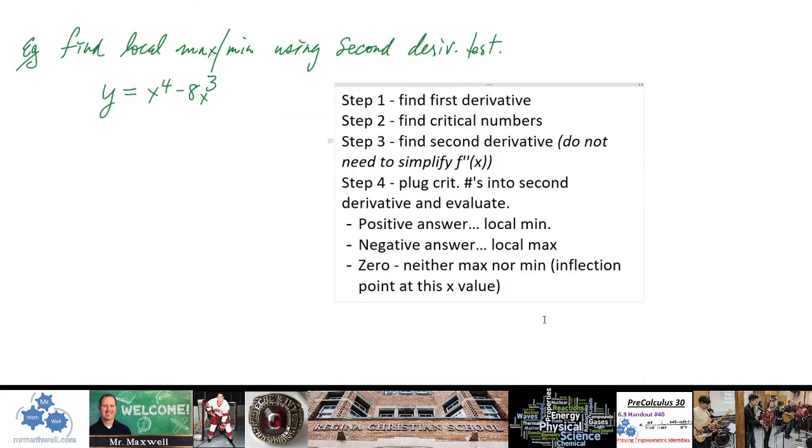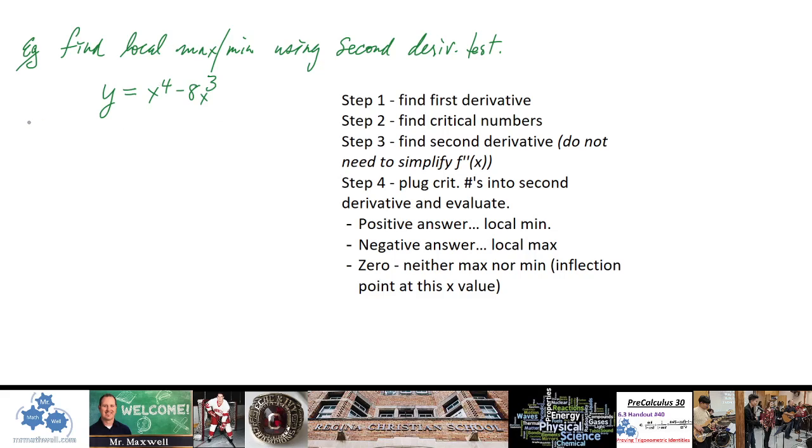So let's go through this example together. Find local max and mins using the second derivative test. So this will be just like a question on an exam that might come up, right? This is the basic thing. Find the local max and min using the second derivative test. So we have a function. This is a polynomial, right? Nothing too fancy. It's not a rational function. It's not going to be crazy.